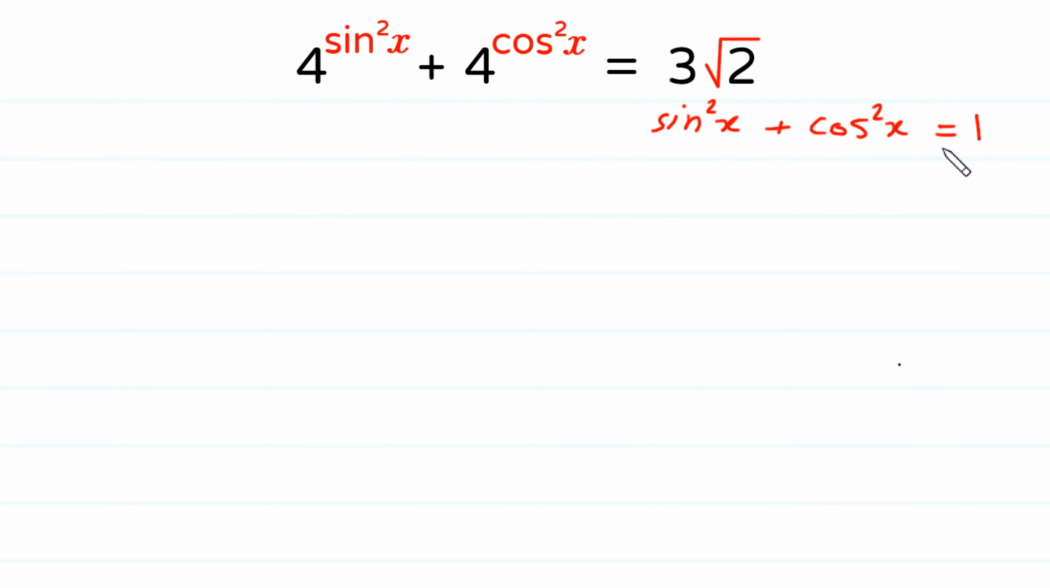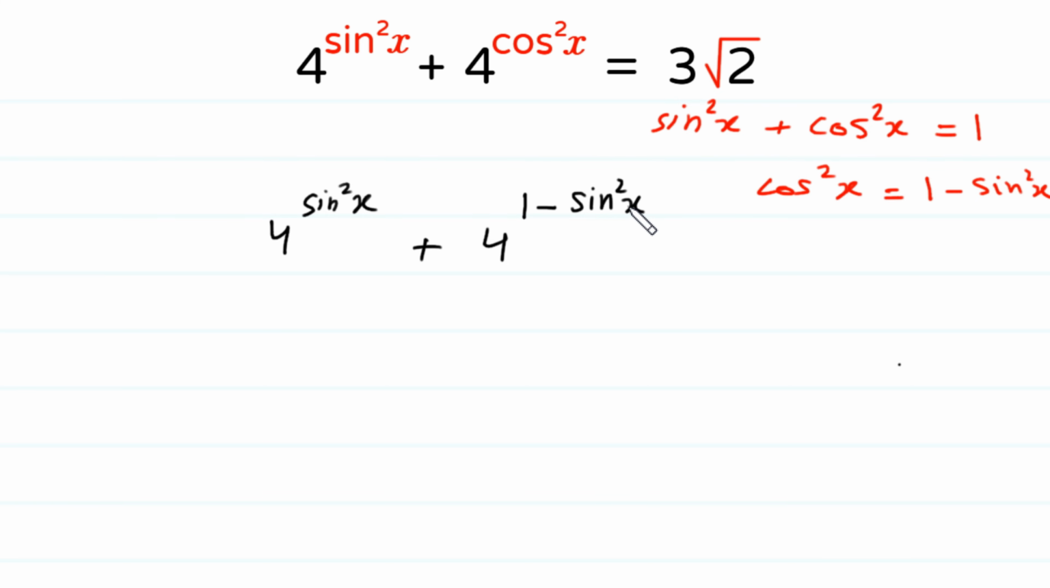1. And if we shift this sine square x to the right side, we get cos square x is equal to 1 minus sine square x. So we replace this cos square x with this 1 minus sine square x. Like this, 4 to the power sine square x plus 4 to the power 1 minus sine square x is equal to 3 times square root of 2.